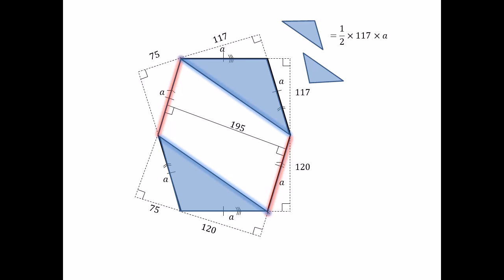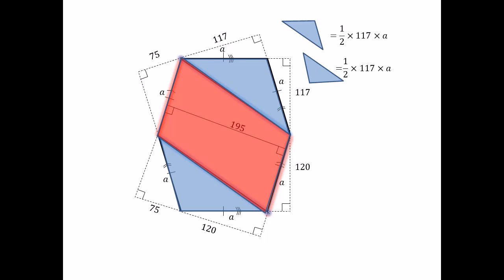Also, the lower blue shaded triangle is equal to the upper blue shaded triangle. Why? Because these two triangles are congruent, and the property of congruent triangles is that their areas also become equal. So the area of the lower blue shaded triangle is also half of 117 into A.